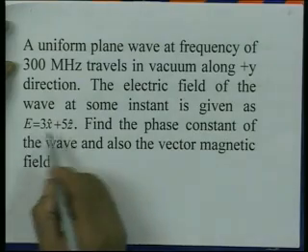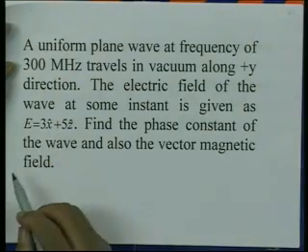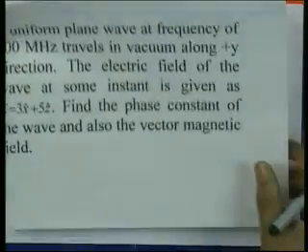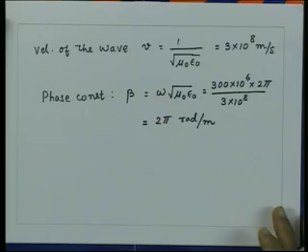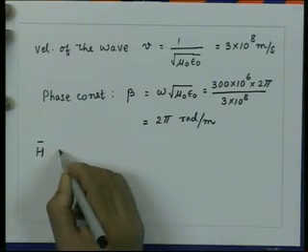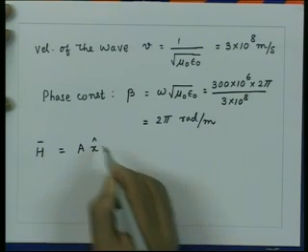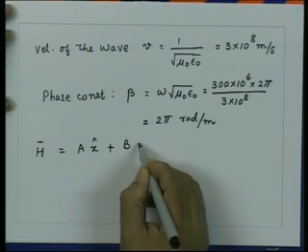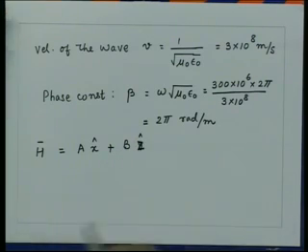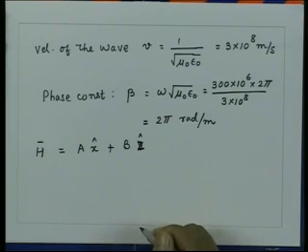The E which is given here has components in the x and z direction. So, this vector lies in the x z plane. The magnetic field vector also would lie in the x z plane. So, let us assume that the magnetic field vector H, which lies in the x z plane, is given as A x cap plus B z cap.